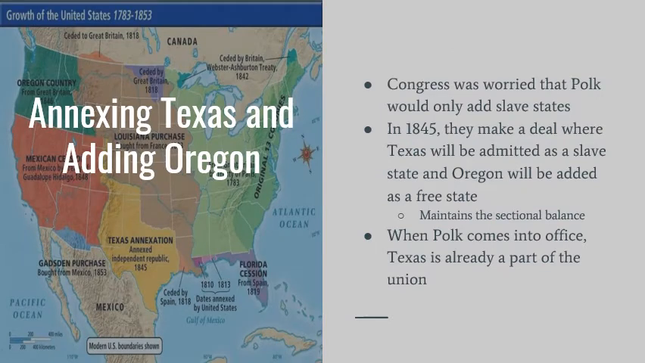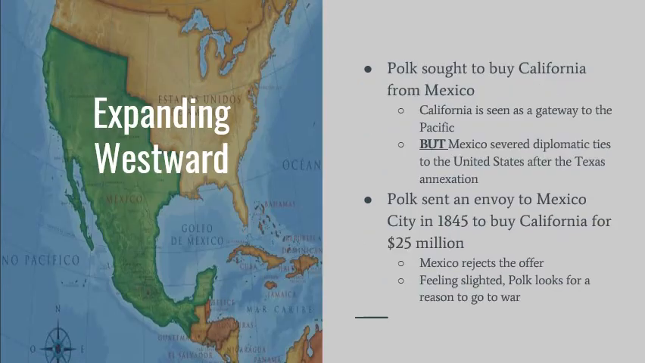After President Polk was elected, but before he enters office, Congress was worried that he would only add slave states to the Union, so they tried to take care of the Texas issue before he took office. So in 1845, President Tyler, during his lame duck period, makes a deal with Congress to pass a joint resolution to admit Texas as a slave state and Oregon as a free state. This maintains the sectional balance between free states and slave states. So when Polk comes into office, Texas is already a part of the Union. Now, as soon as Polk enters office, his presidential promise to acquire Texas has already been fulfilled.